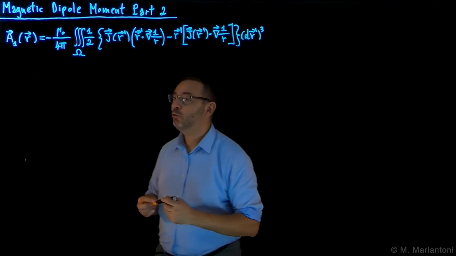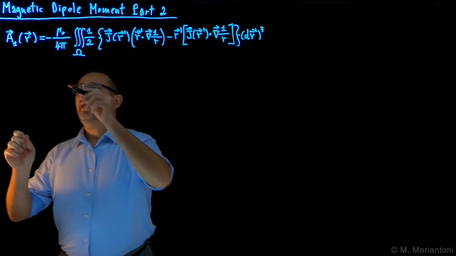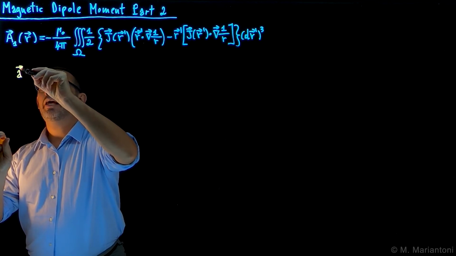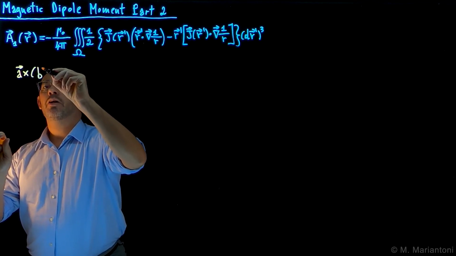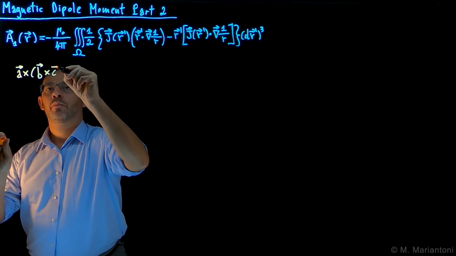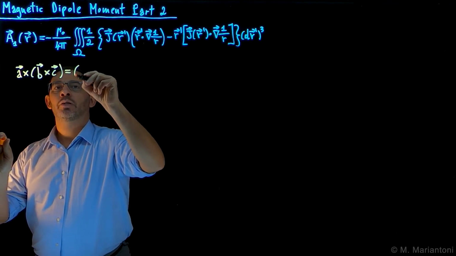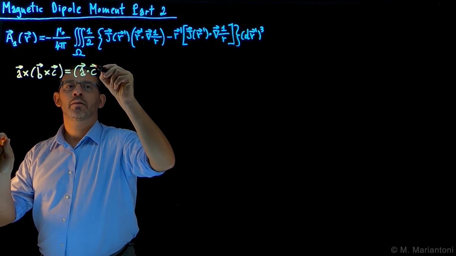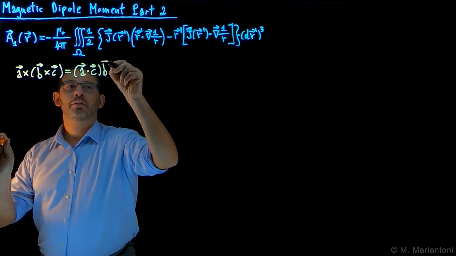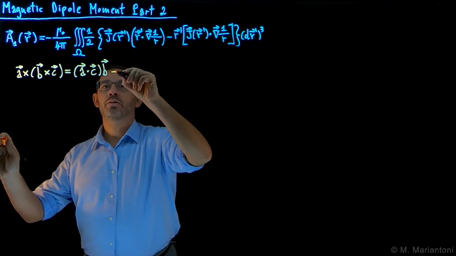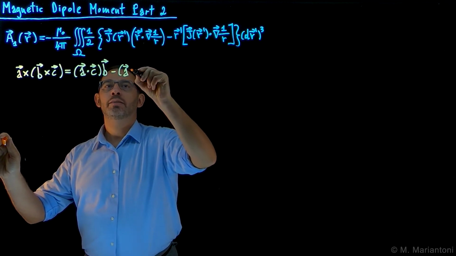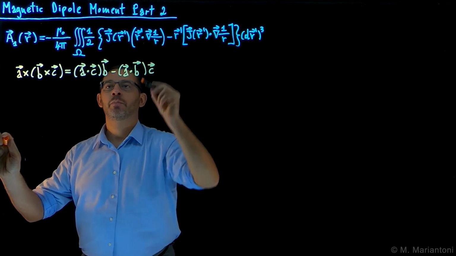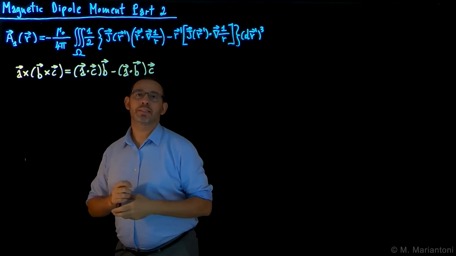In order to do so, we need to remind ourselves that the product of three vectors, A cross B cross C, can be rewritten as A dot C, which gives a scalar, times B, which gives the direction and a vector, minus A dot B, again the scalar part, and the direction, which is C. A dot C B minus A dot B C.